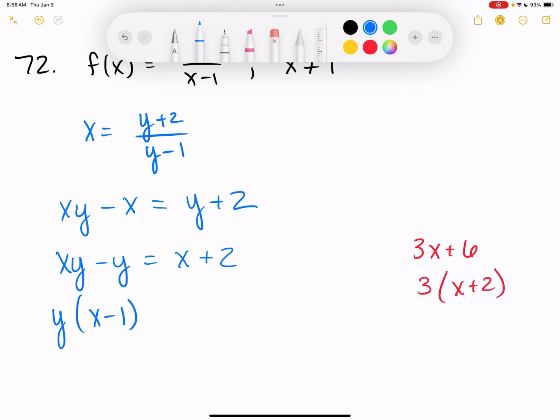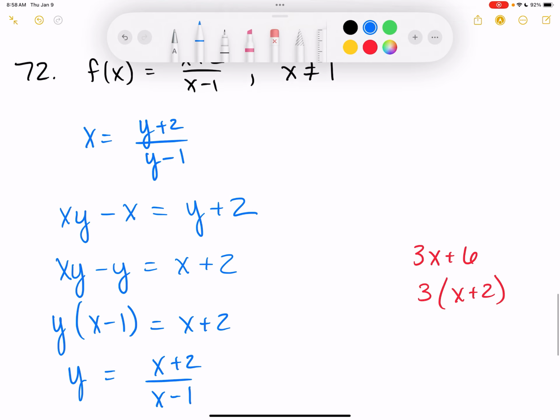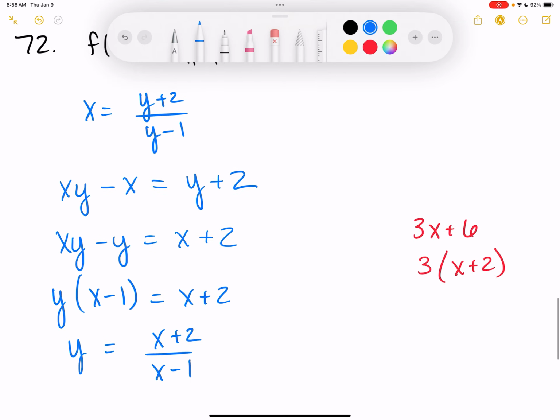People tend to forget, if this y is completely by itself, they forget to put the 1, so just make sure you don't forget that. So I've got y times x minus 1 equals x plus 2. Then I'm going to divide. So y equals x plus 2 over x minus 1. Now, what do you notice about that? It's the same equation. It's the exact same thing.